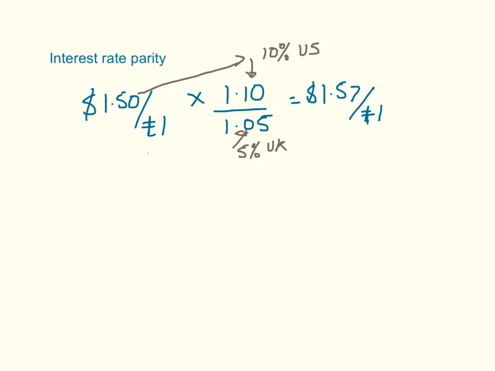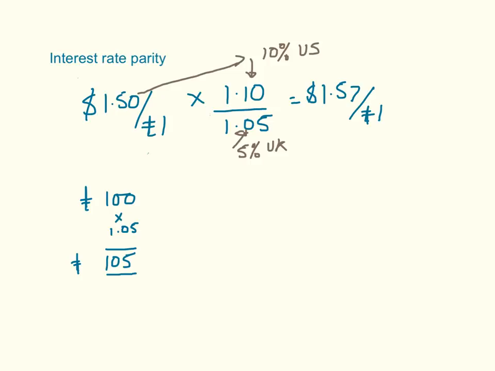So why does it work? Well, let's imagine that you had £100 and you said, right, I will invest that in the UK at an interest rate of 5%. At the end of that year, you would end up with £105 in the bank.